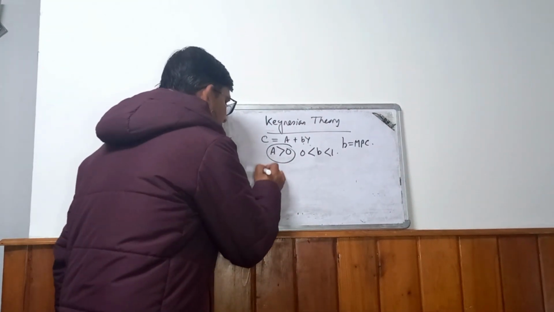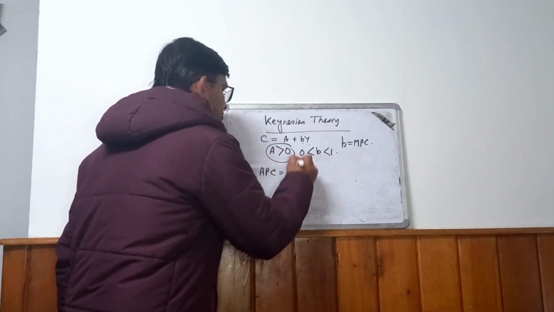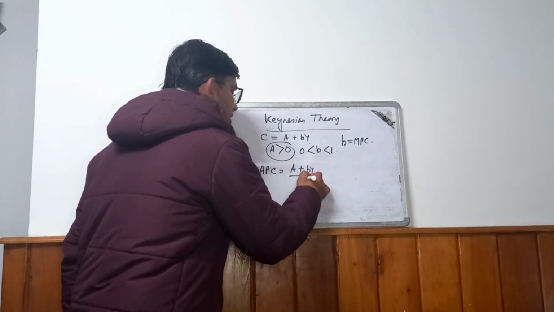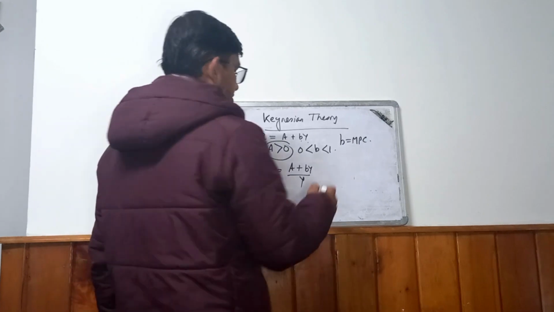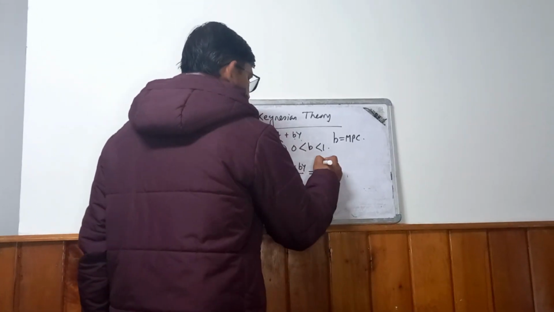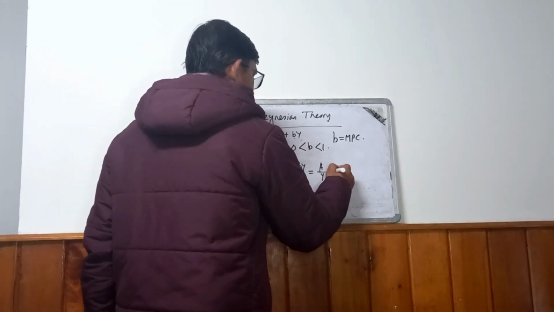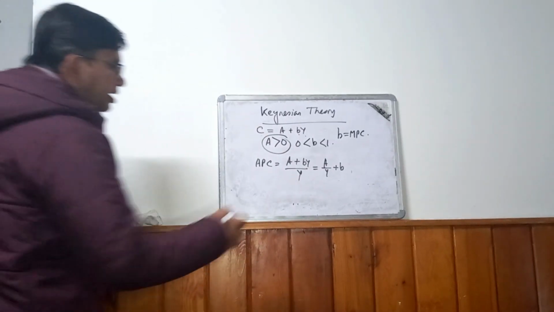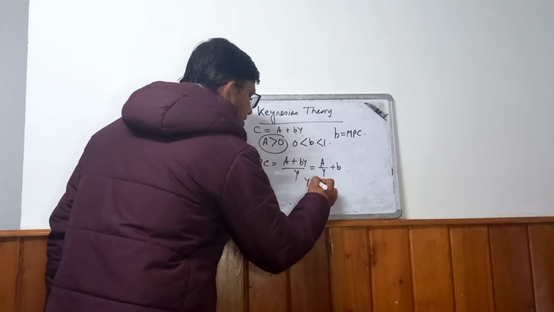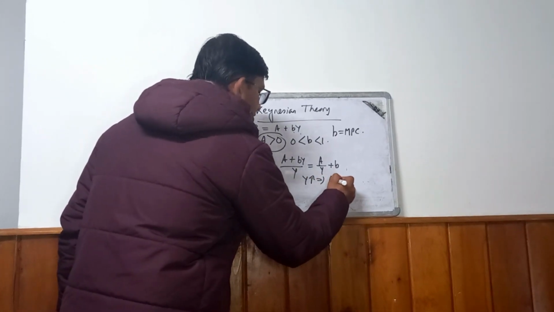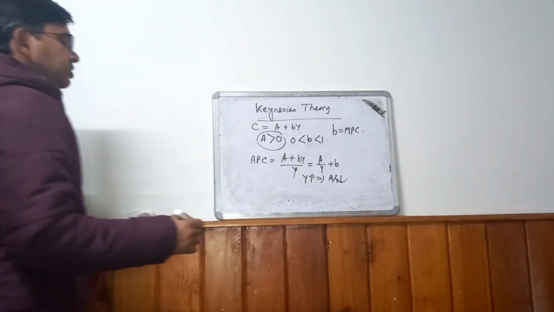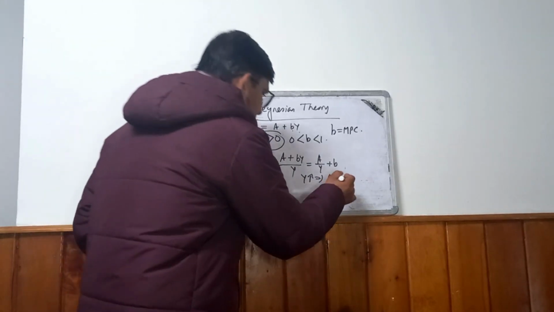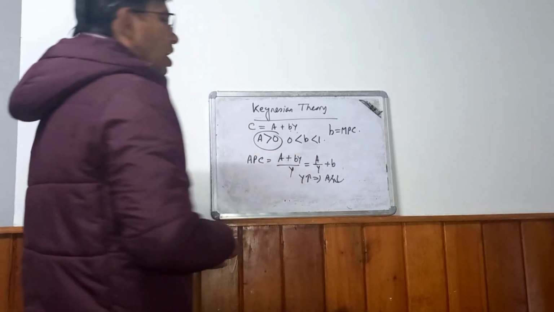And now, what is the APC? Average propensity to consume is the total consumption divided by total income, so consumption per unit of income. It is given as A divided by Y plus B. B is constant, so as the national income rises, A by Y will fall. That means average propensity to consume will fall. So this is the theoretical part.